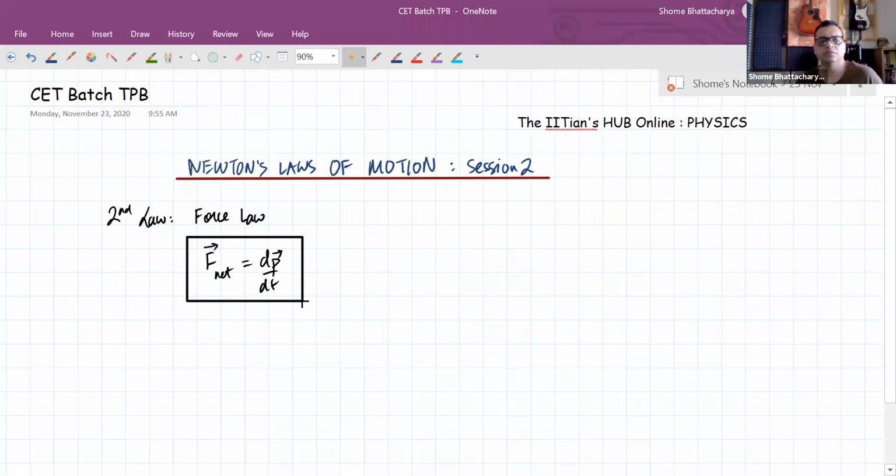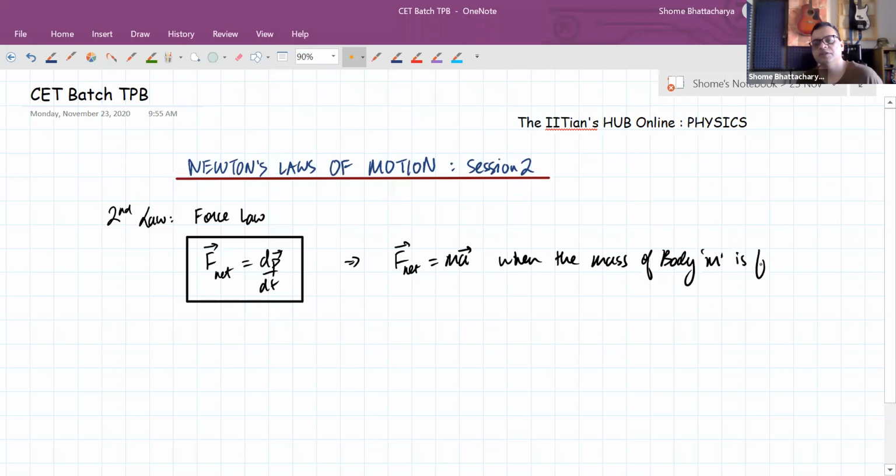But we also understood in this statement that this implies that the net force becomes mass into acceleration when the mass of the body is fixed. And that is what we look at most of the times, other than special systems which have variable mass, which will come in a later chapter. So in this chapter, we will always look at rigid bodies or bodies which have fixed mass. So for us, the working definition of Newton's second law will become this one, that net force is equal to mass into acceleration.